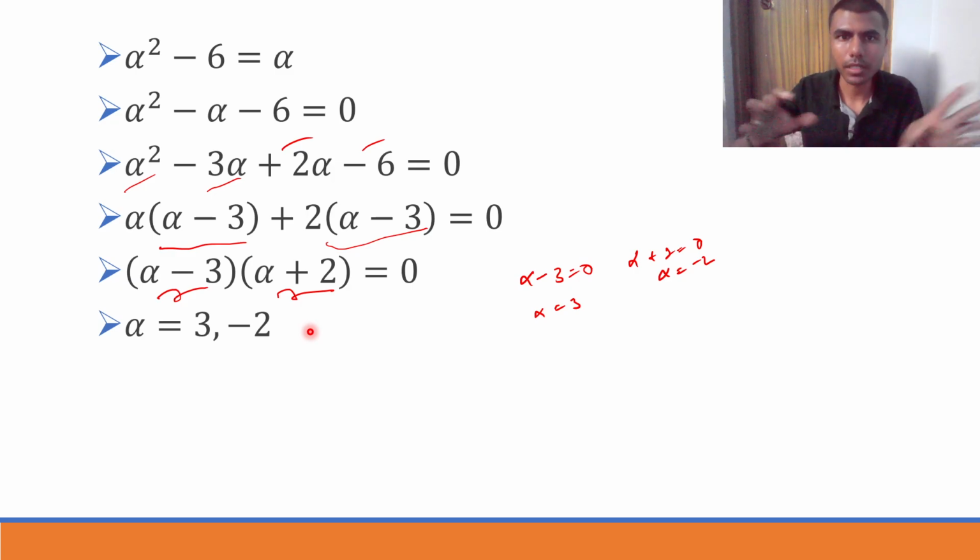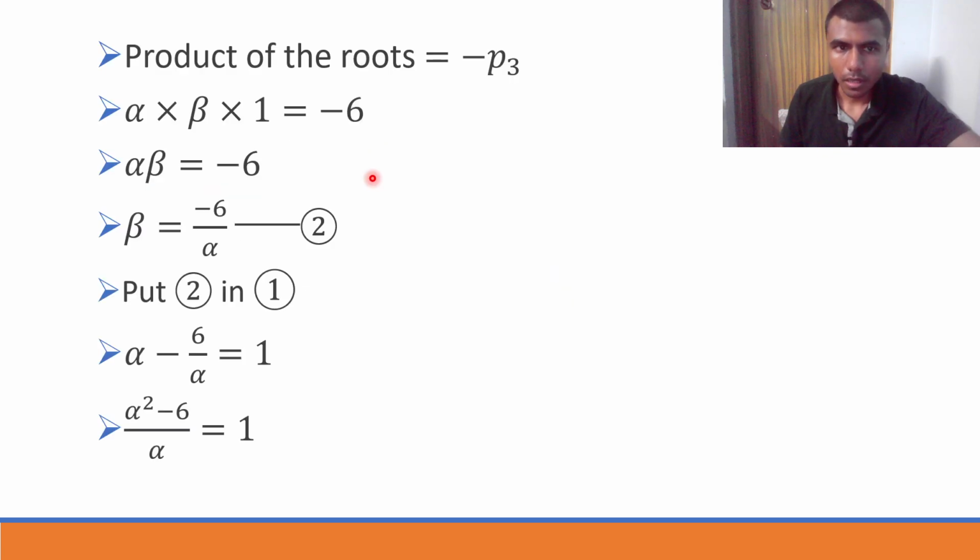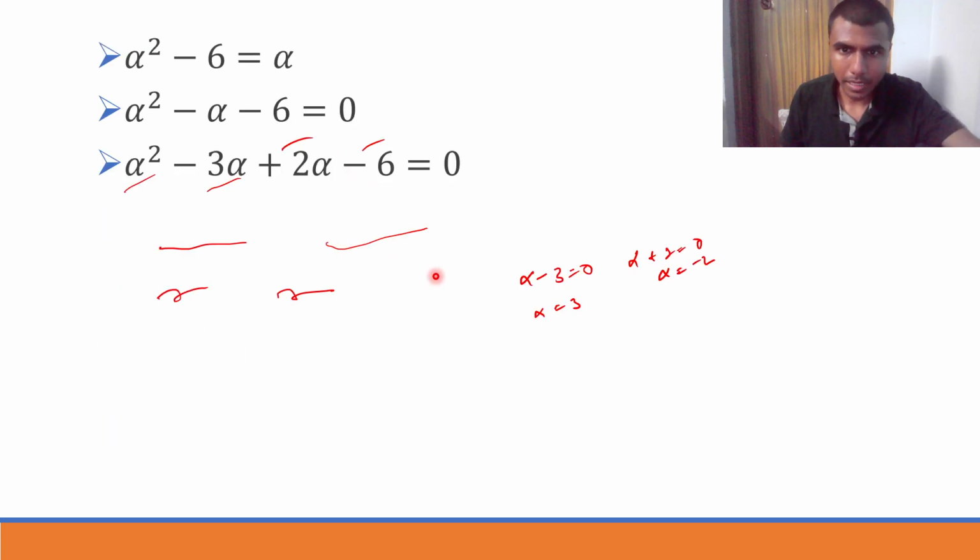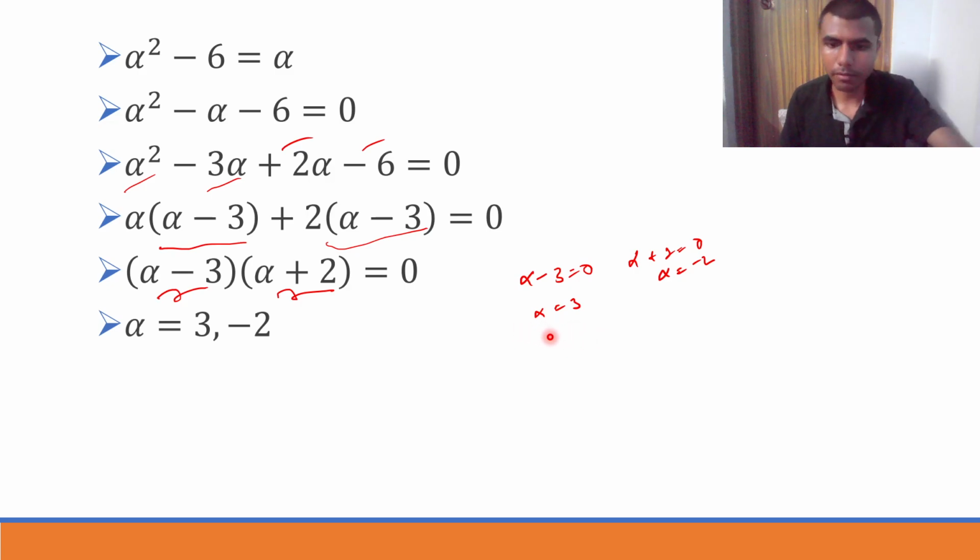If you guys remember equation 2, here beta is minus 6 by alpha. Beta is nothing but minus 6 by alpha. Alpha has two cases: alpha could be 3, alpha could be minus 2. When alpha is 3, what will be beta? When alpha is 3, beta will be nothing but minus 6 by 3, which is equal to minus 2. When alpha is 3, beta is minus 2.